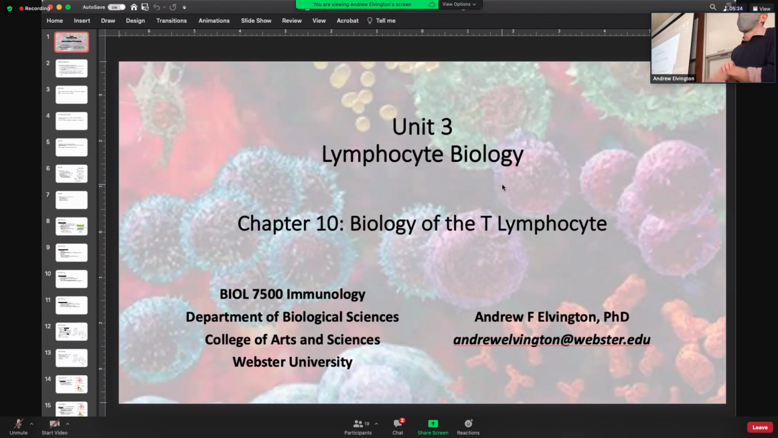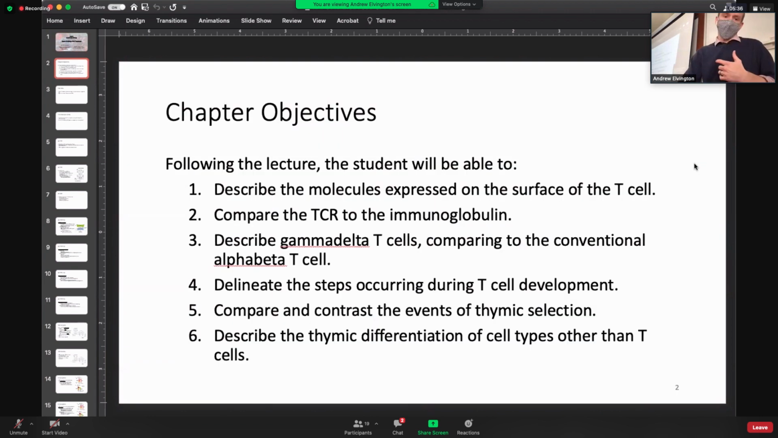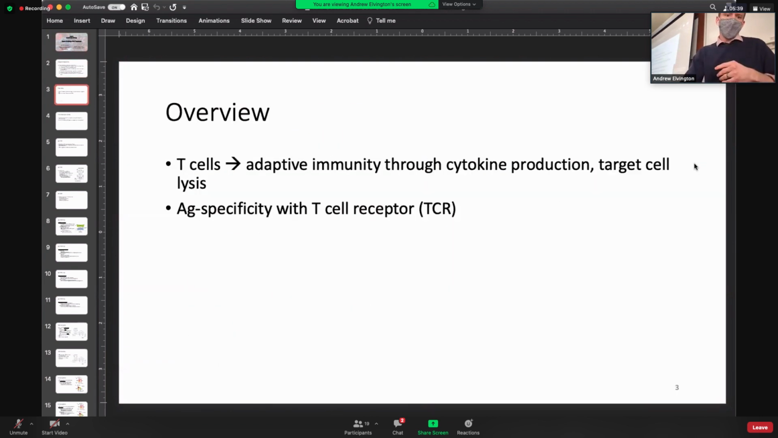So a lot of what you might do in an anatomy class is you learn the rule as a whole, and then you really focus on the exceptions. Here, you get to learn the pattern as a whole and highlight the things that are different between B and T cells.